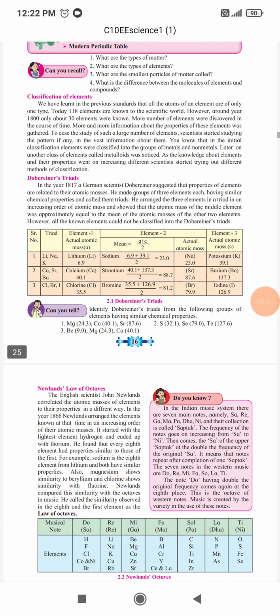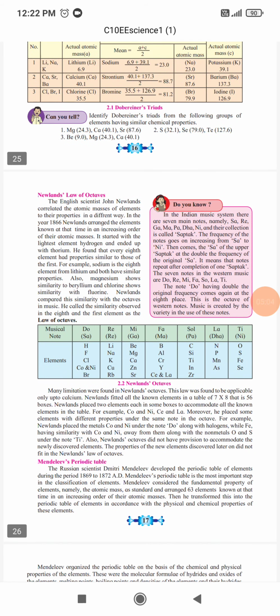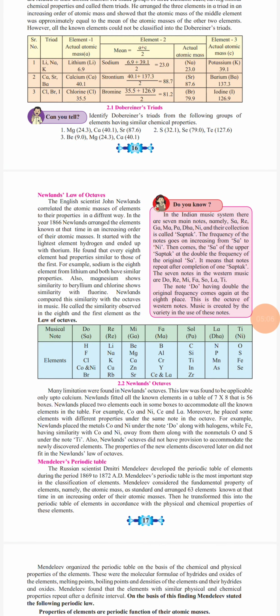But in the case of Newlands' law of octaves, during Newlands' law of octaves, some more elements had been discovered. He told about the law of octaves in 1866. He arranged the elements and showed that every first and eighth element has a similar property. He told every first and eighth element has a similar property.